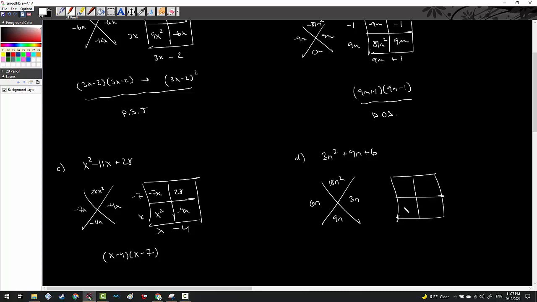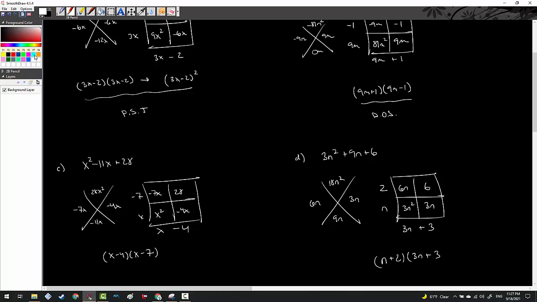So I'm going to say 3n squared with a 6 up top. 6n, 3n, looks like 3n and n. So this is going to be plus 3, and that's going to be plus 2. So it looks like I'm going to have n plus 2 times 3n plus 3.